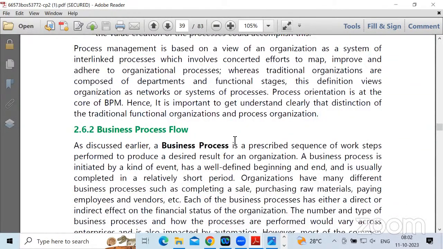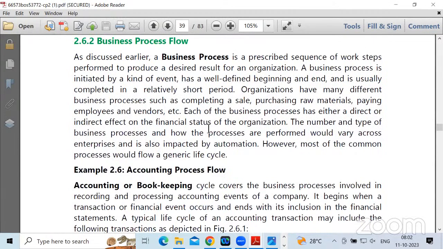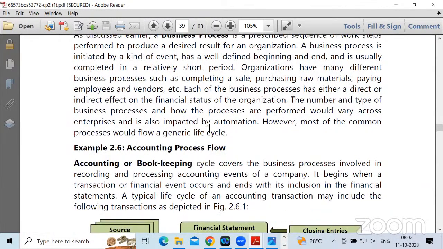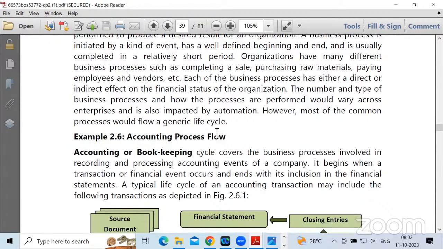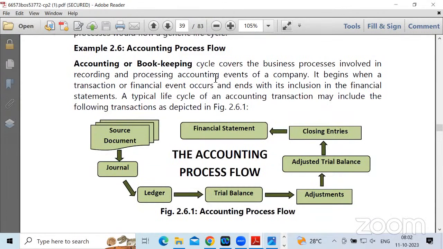Business process is nothing but purchase, sales, receipt, payment. You remember it like this: business process is nothing but a process of business. What are the processes of business? Purchase, sales, receipt, and payment. In between that, you have storage, inventory, and other kinds of stuff that can be added here.